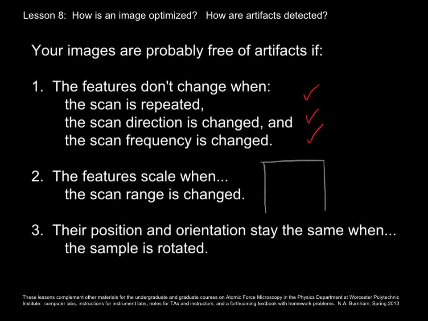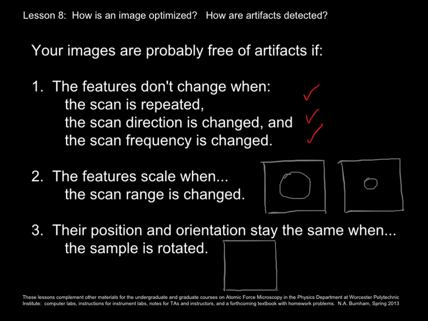What I mean by that is if you have a 1 by 1 micron image and you have a feature that's this big, when you go to a 2 by 2 micron image, your feature should have half the dimensions. And finally, if you're unsure, you should rotate your sample. So here we have a sample. Features look like this. We rotate it by 90 degrees. The features should look like this.